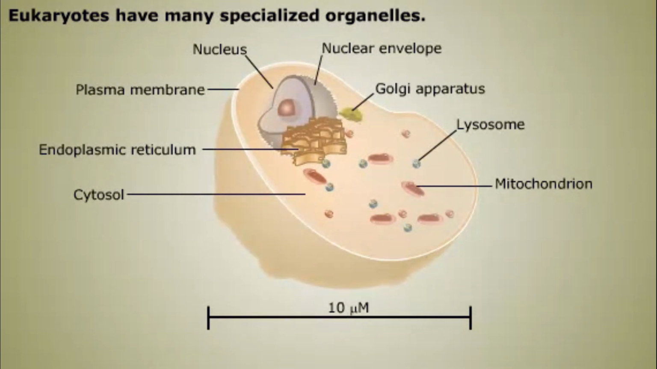Mitochondria and chloroplasts are the main sites of energy transformation in eukaryotic cells. Chloroplasts are found only in plant cells, and we'll talk more about them soon. Lysosomes are membrane-enclosed sacs containing digestive enzymes.